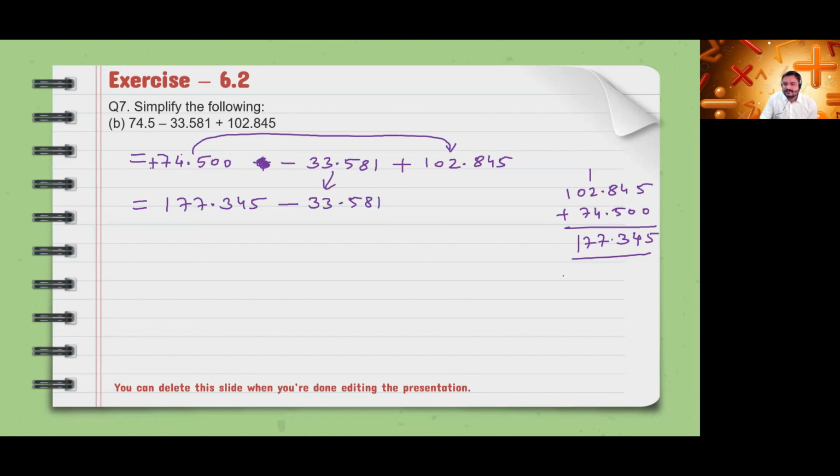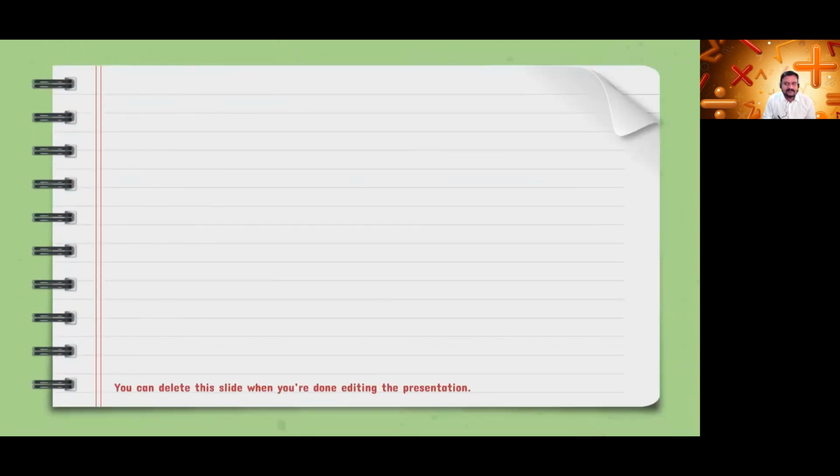Now I will take this value here. 581. Now perform the subtraction. So minus 33.581 you have to do. So 5 minus 1 is 4. 4 minus 8 we cannot do. So we will borrow here. 18 minus 8 it will come 6. 2 minus 5 we cannot do. So we will borrow here. It will come 6. 12 minus 5 it will be 7. 6 minus 3 it will be 3. 7 minus 3 it will be 4 and 1. Okay, so the final answer will be what? 143.764.